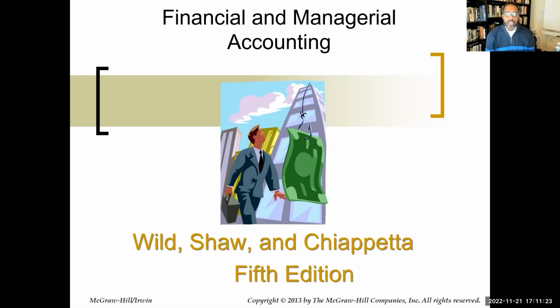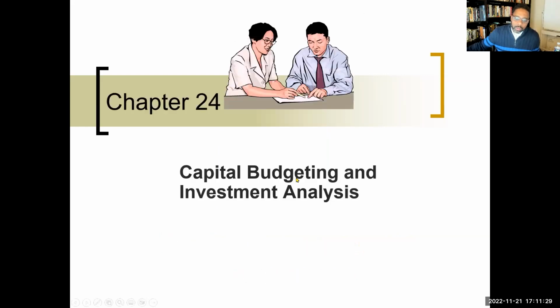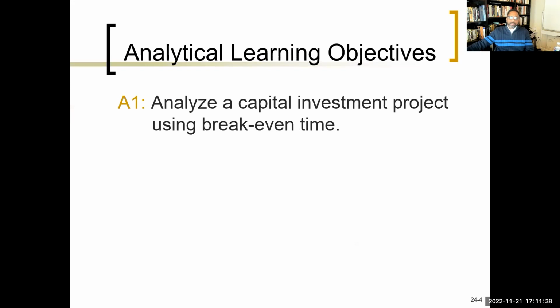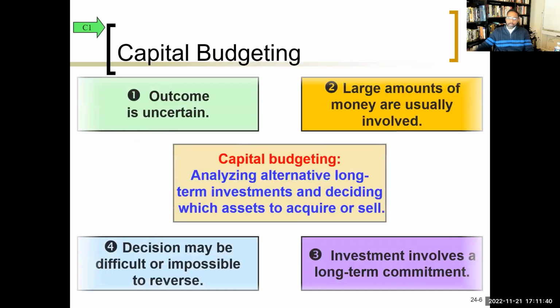So today we're going to do our last chapter in the book, which is capital budgeting. What do we do with capital budgeting? What we're doing here is we're analyzing alternative long-term investments and deciding which assets to acquire, right?